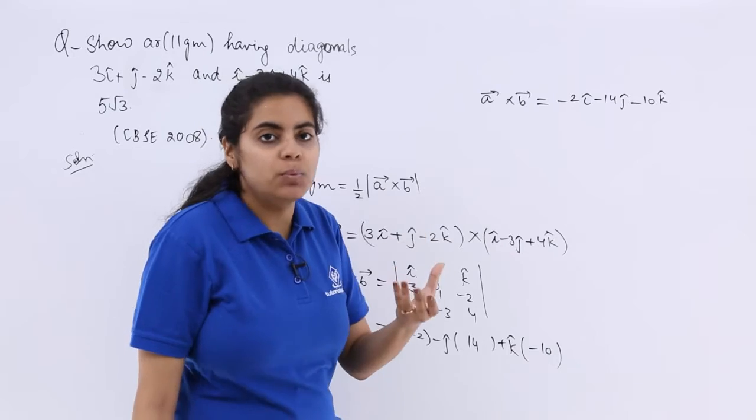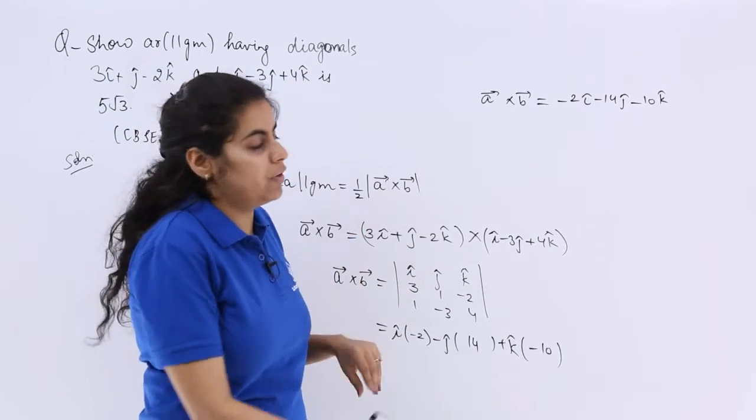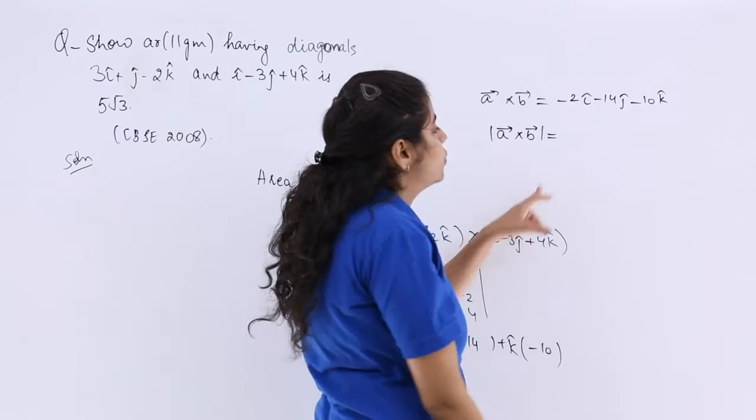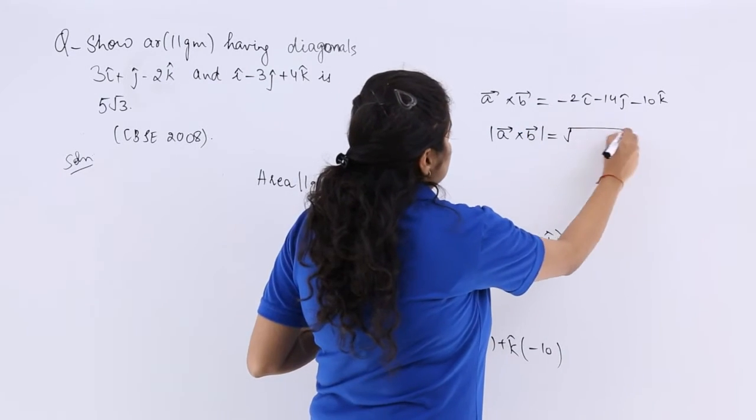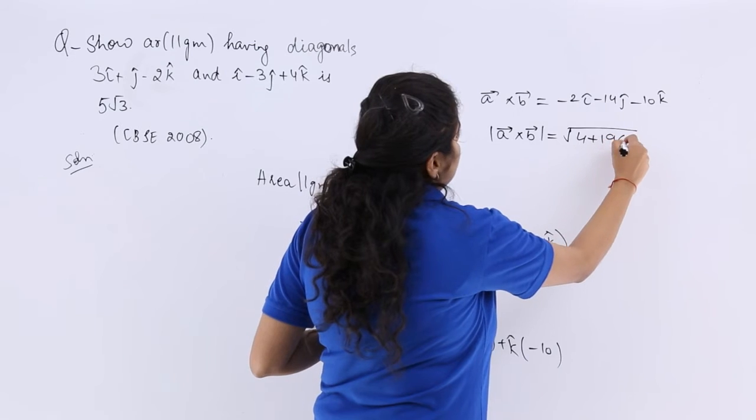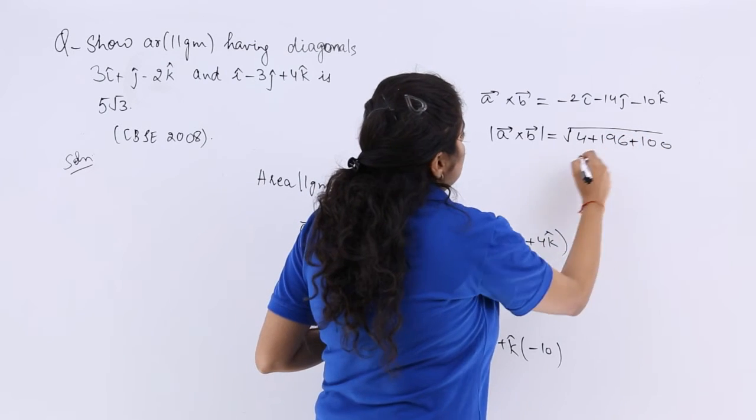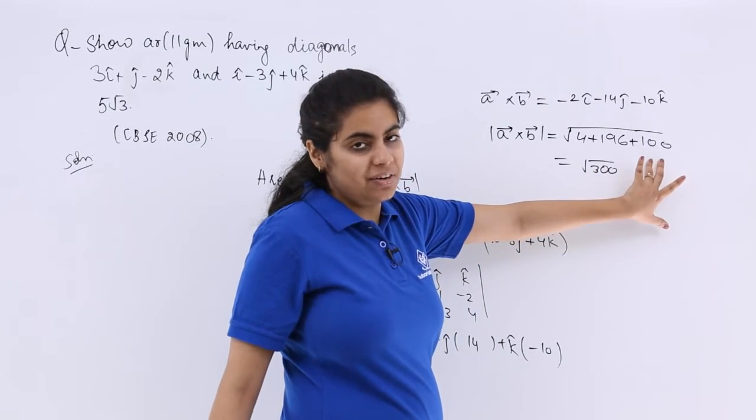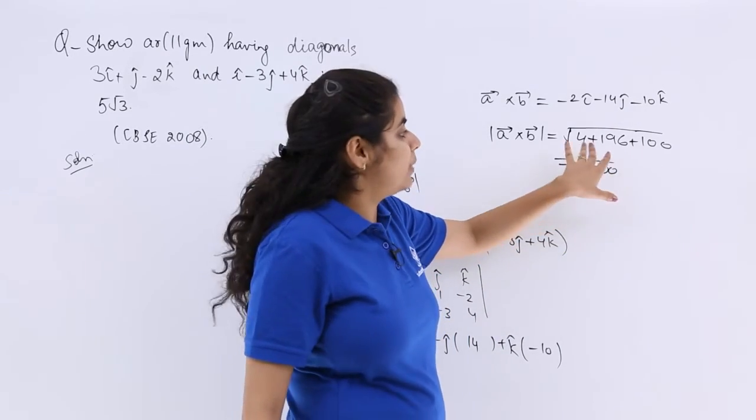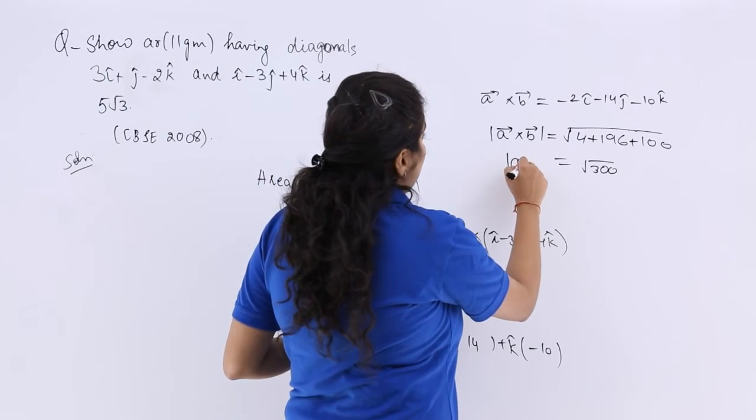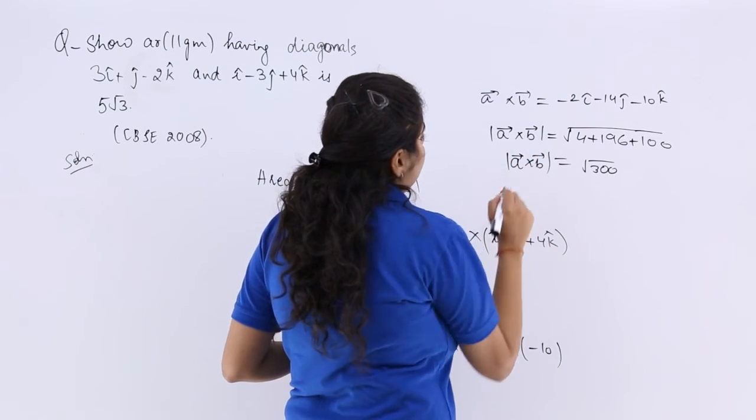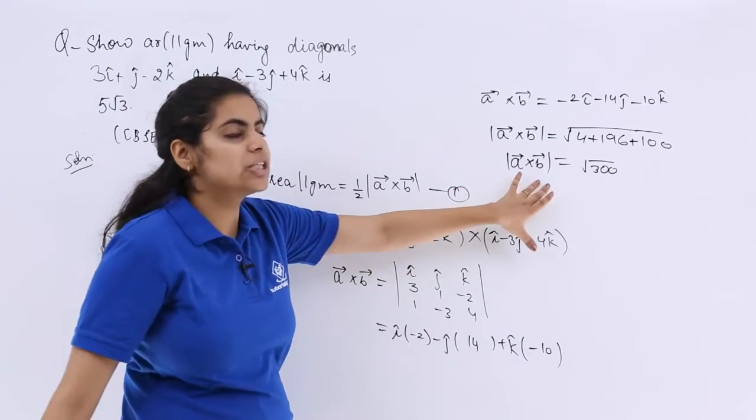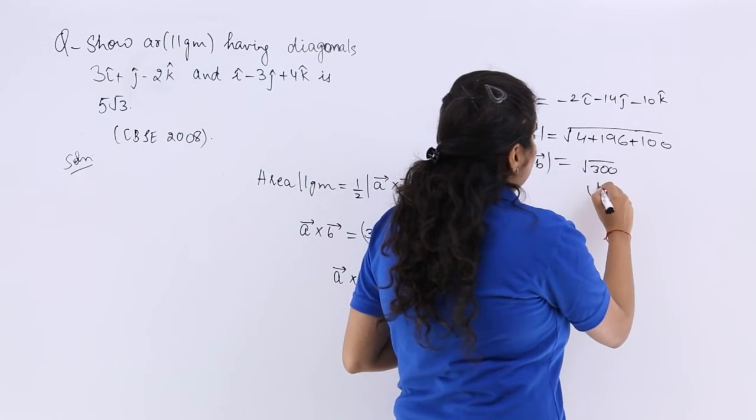But A cross B alone was not needed because we need the mod of A cross B. So, what is the mod of A cross B? It is nothing but the magnitude. So, it is under root 2 square which is 4, 14 square which is 196, 10 square which is 100. So, it is under root 300 because 196 plus 100 is 296, 296 plus 4 is 300. So, mod A cross B is root 300. Now, you have to find out the area. So, you have to put this value in equation number 1. So, put in 1.